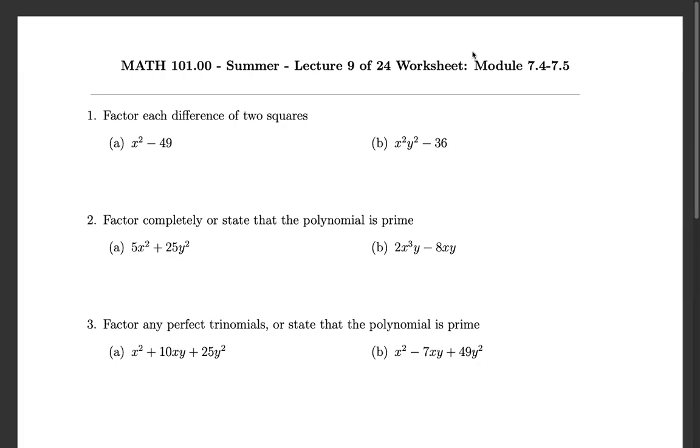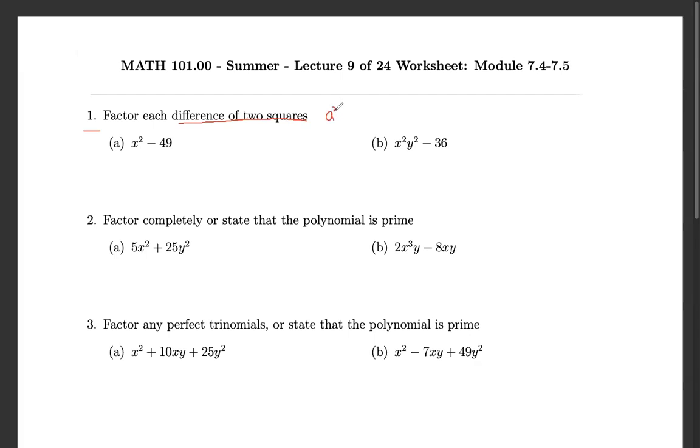Lecture 9. So today we're talking about factoring. We started talking about factoring yesterday. Okay, let's see the first one. Right, the difference of two squares. So the formula is like this.